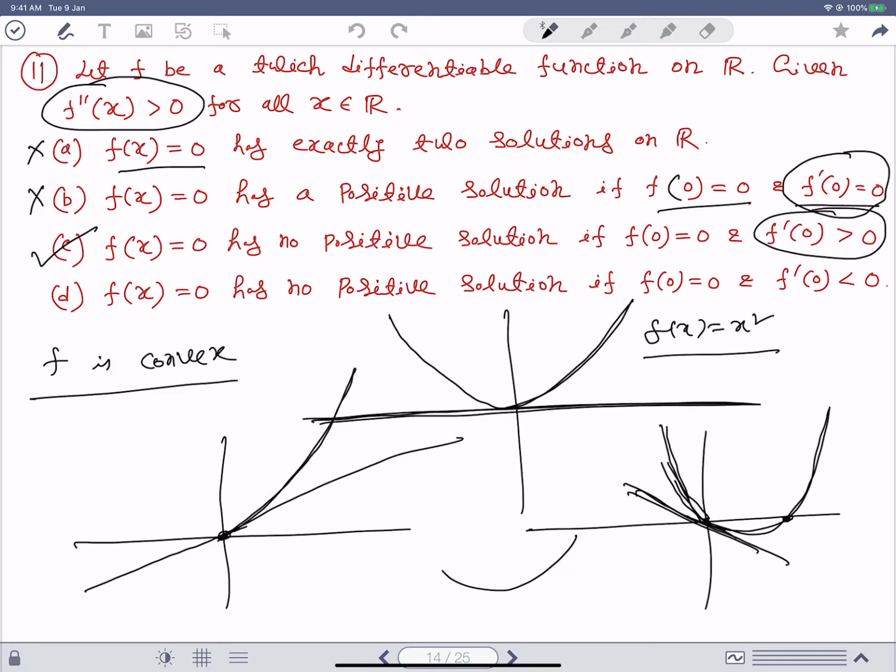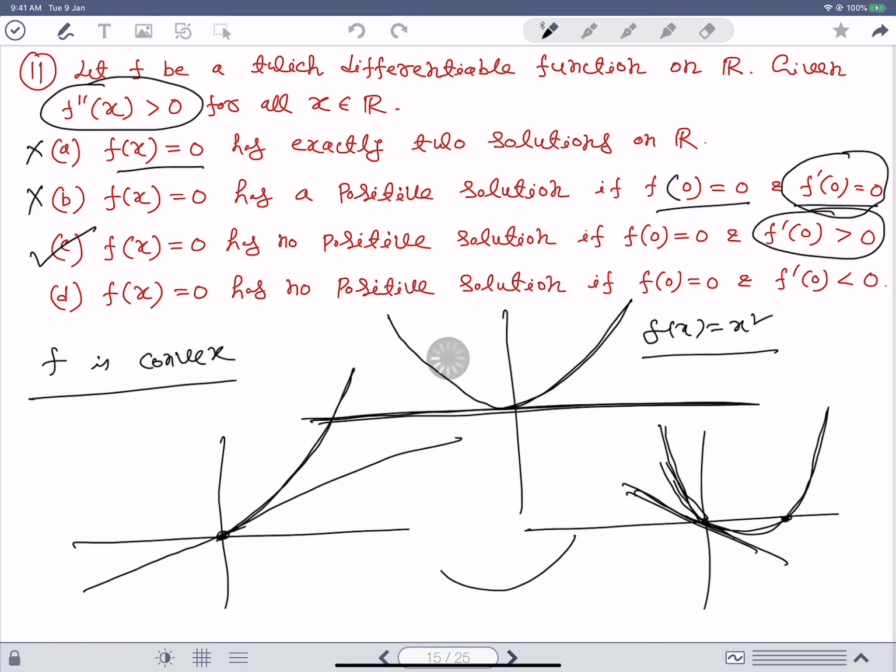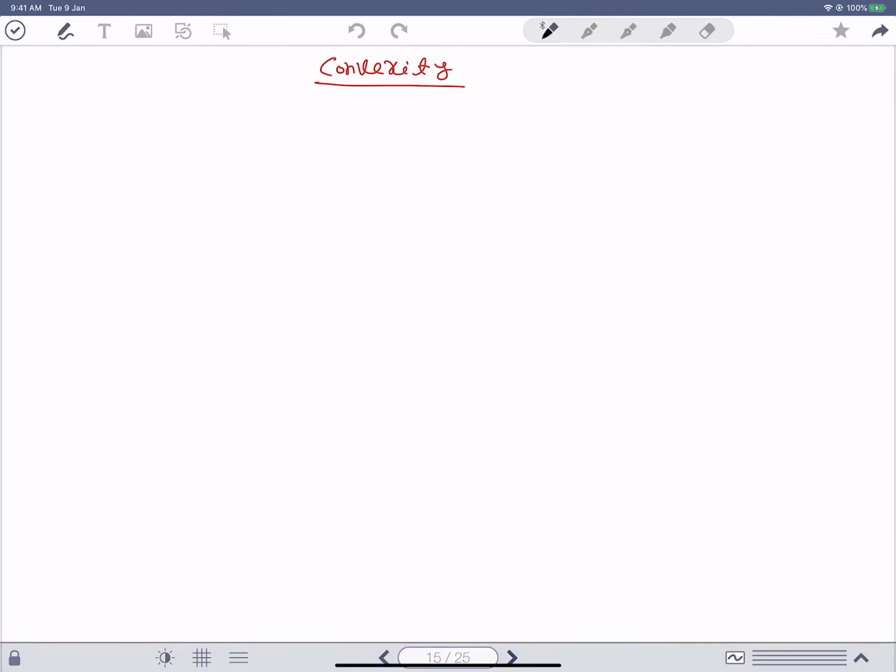Now I can talk a little bit about convexity, because that is a very interesting concept. I will just give the proper definition of convex, because you may face a few problems from this one.